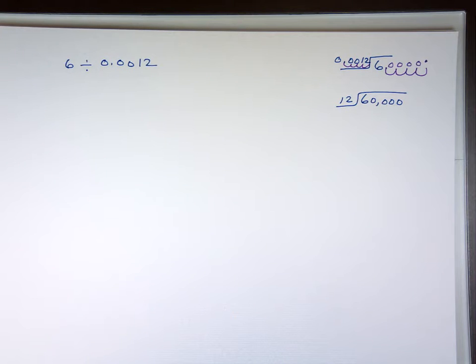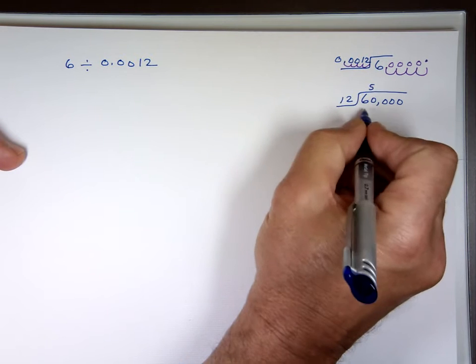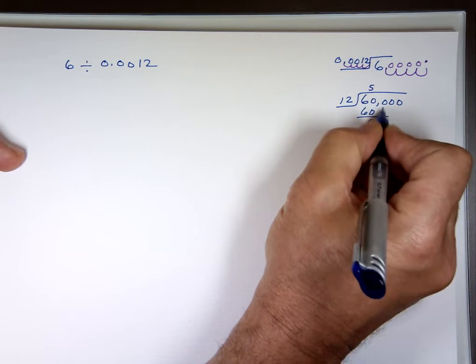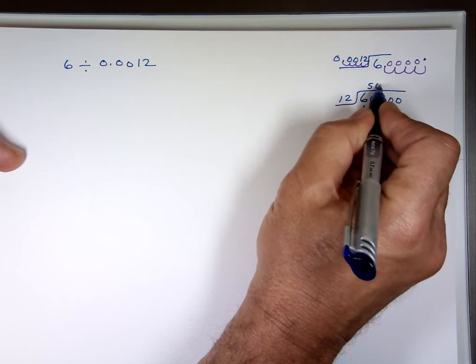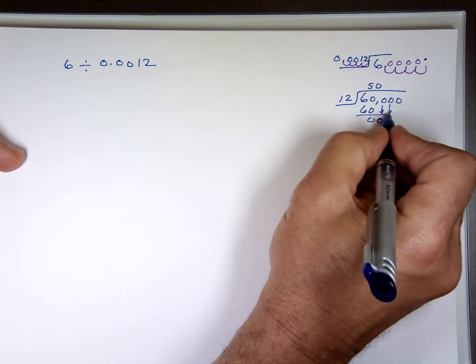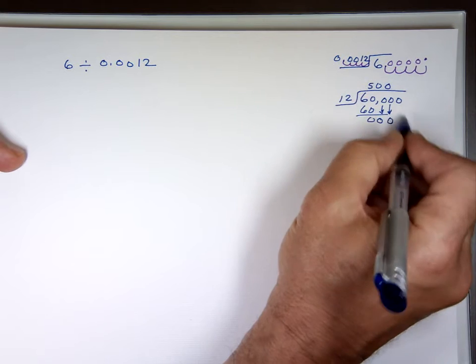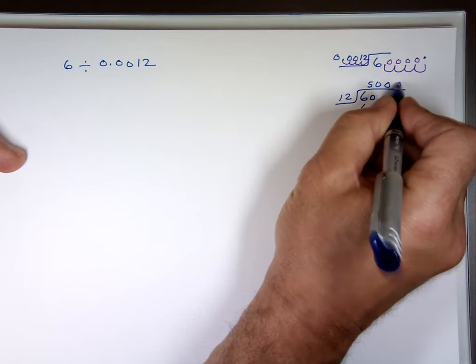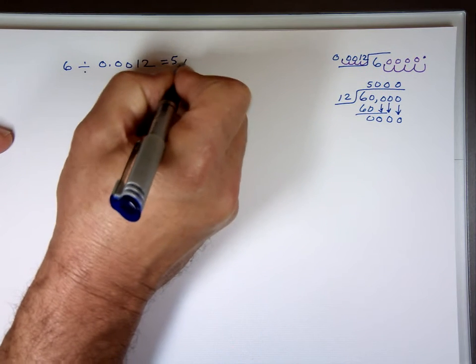60,000. What's 60 divided by 12? 5. 5 times 12? 60. Remainder is 0. Bring this 0 down. What's 0 divided by 12? 0. Bring that 0 down. What's 0 divided by 12? 0. Bring that 0 down. What's 0 divided by 12? 0. So your answer is 5,000.